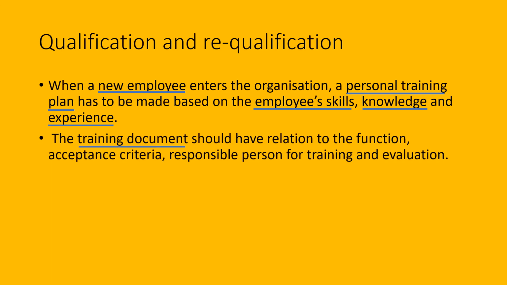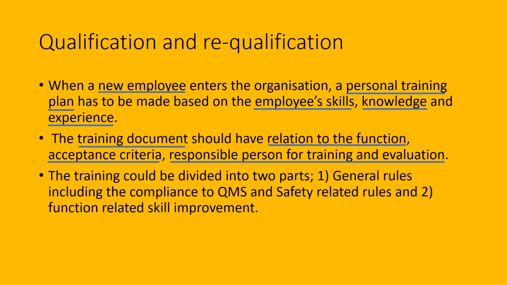The training document should have relation to the function, acceptance criteria, responsible person for training and evaluation. The training document should be clear on the training plan in relation to the function, acceptance criteria to qualify, either a written test or oral evaluation or both. The document should also include the name of the qualified person responsible to train the new employee. The training could be divided into 2 parts. One is general rules, including the compliance to QMS and safety related rules, and the second one, the function related skill improvements.